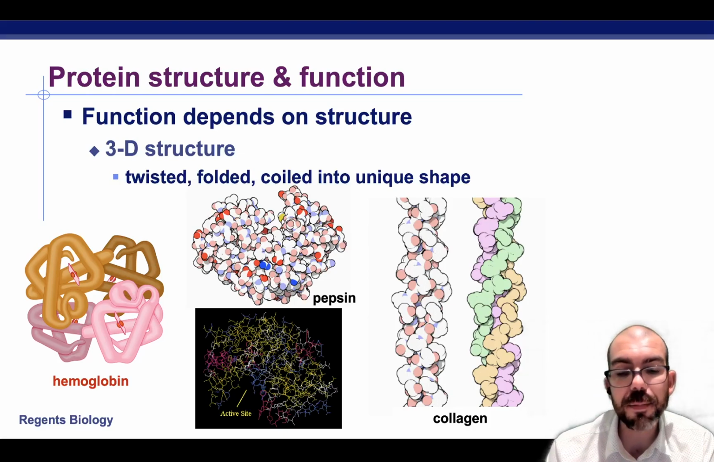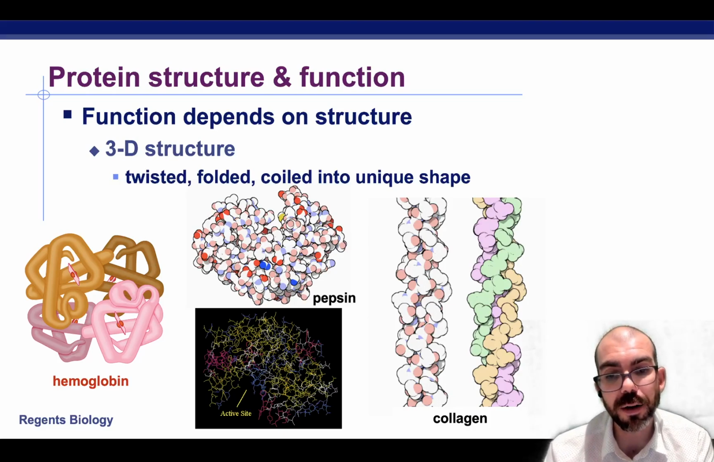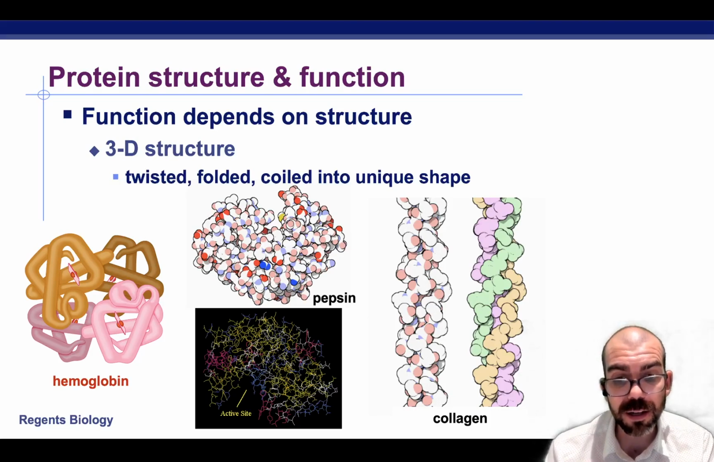Its unique 3D shape enables it to capture oxygen and move it around your body. In the middle, this is pepsin. Pepsin is a protein found in stomach acid that helps break down protein. If pepsin sounds familiar to you, it is because it is one of the original ingredients of Pepsi.